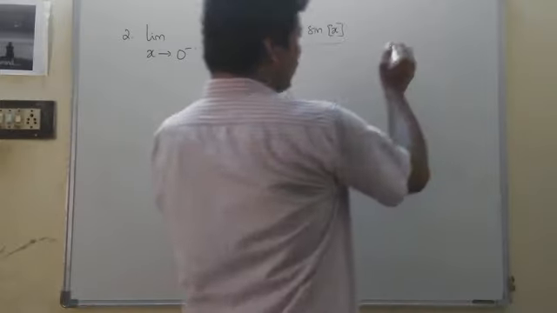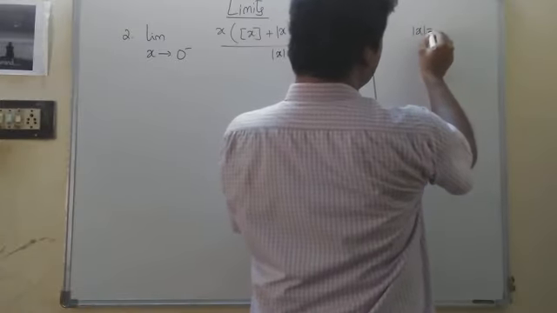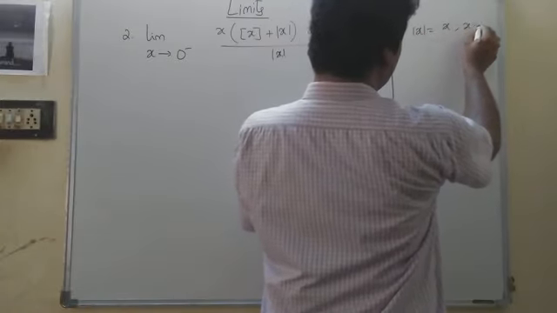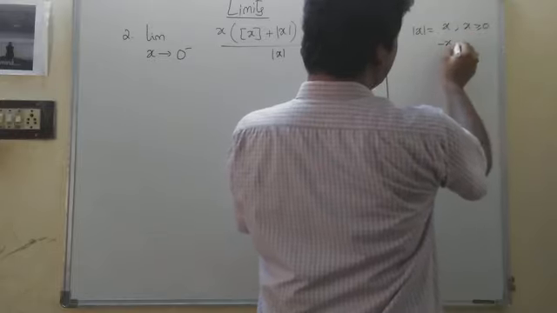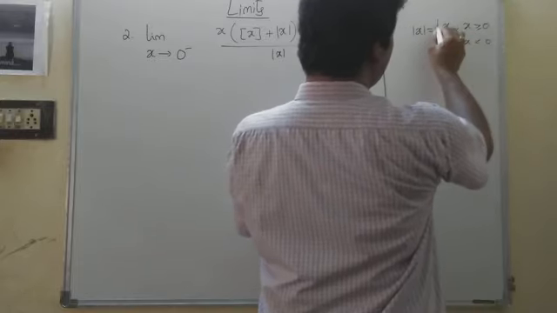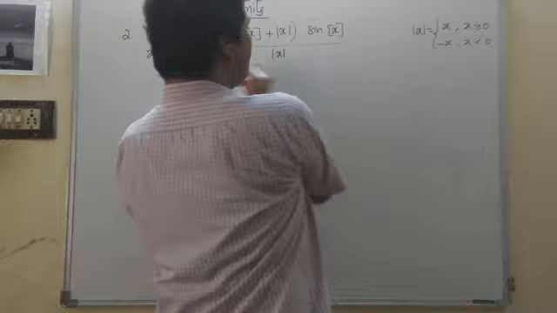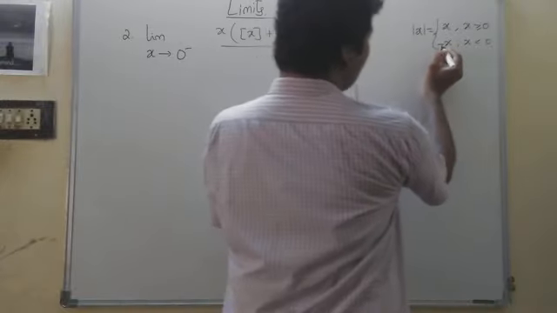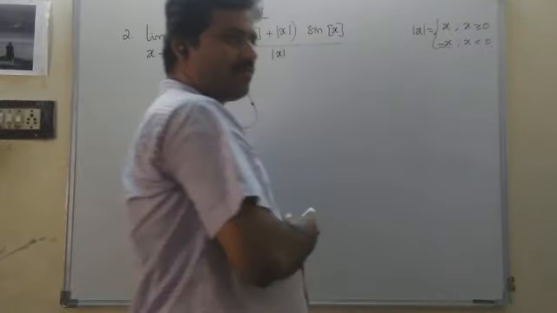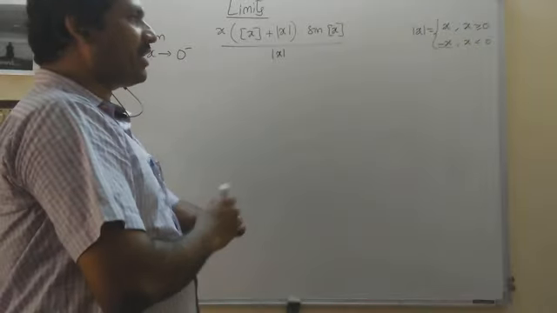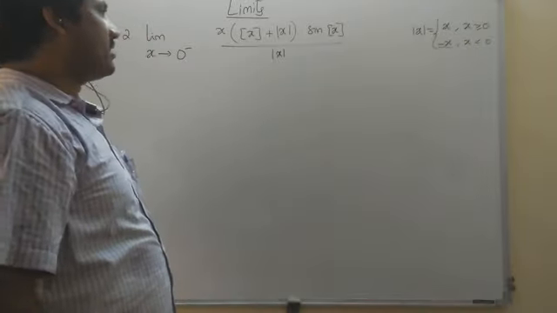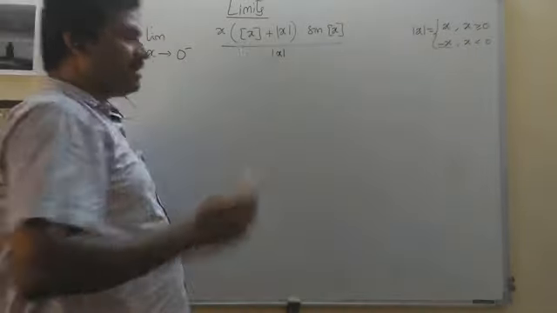We know what is the definition of mod x: equal to x when x greater than or equal to 0, minus x when x less than 0. Here they are asking the left limit. So what is the mod x? Minus x. That is okay. So in place of mod x just you write minus x. Next, whatever the box x value.